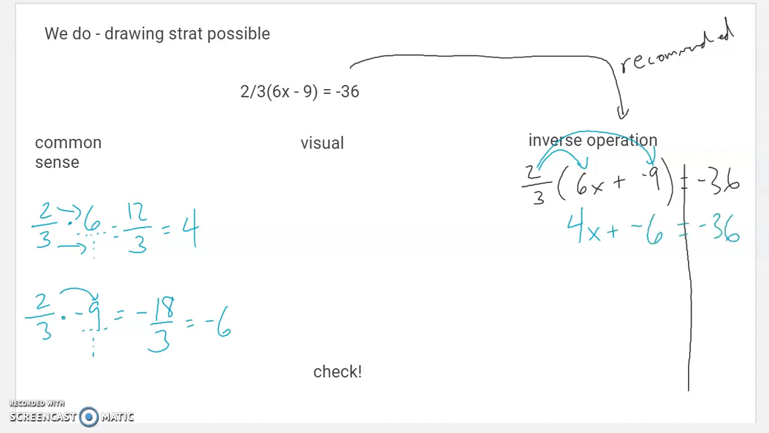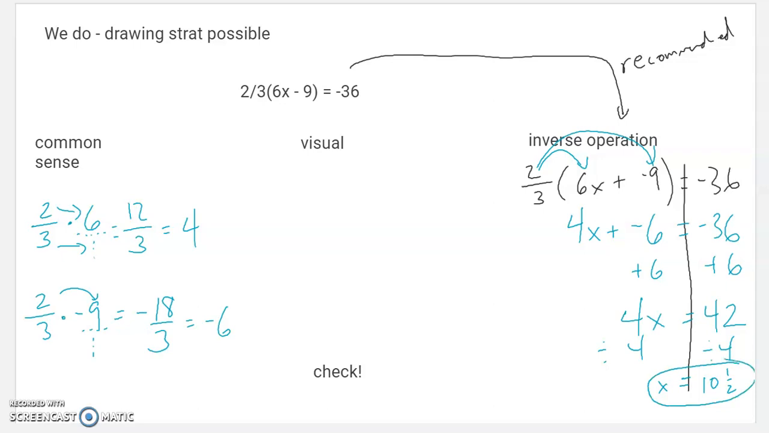And now I'm ready to solve this any old way that I always do. Add 6, add 6. 4 times x equals 42. Divide by 4, divide by 4. You'll notice that's a little off. I can't do exactly 40. 40 divided by 4 would be 10. 44 divided by 4 would be 11. 42 is halfway in between, so x would be 10.5. And that's it.